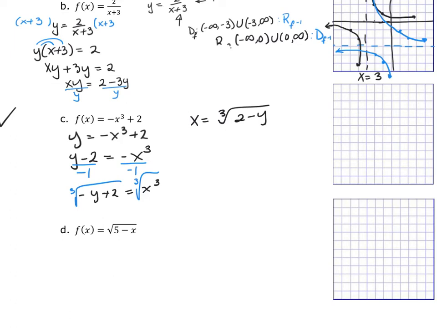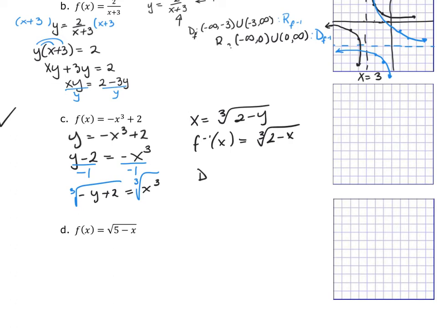And there, because I don't have the plus and minus, this is 1-to-1, so I don't have to restrict the domain of this to make it 1-to-1. So then f inverse of x is equal to the cube root of 2 minus x. Now, before we finish up today, I would want to finish this particular problem.